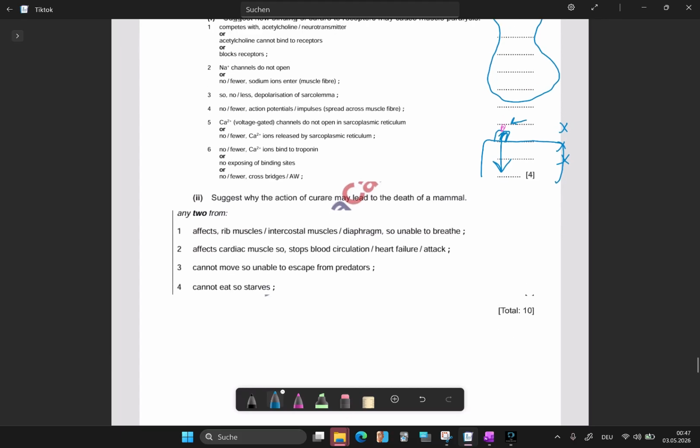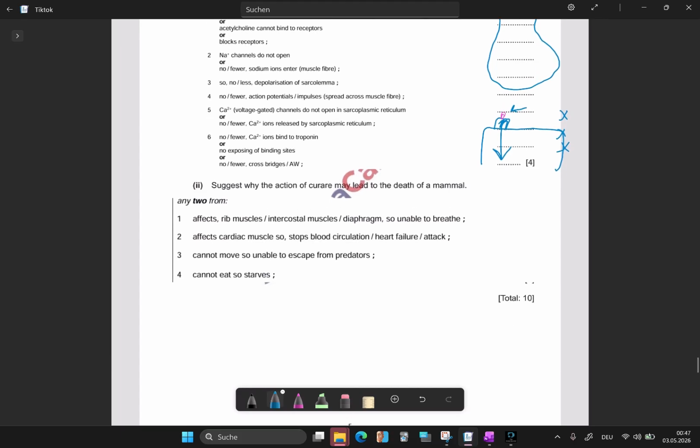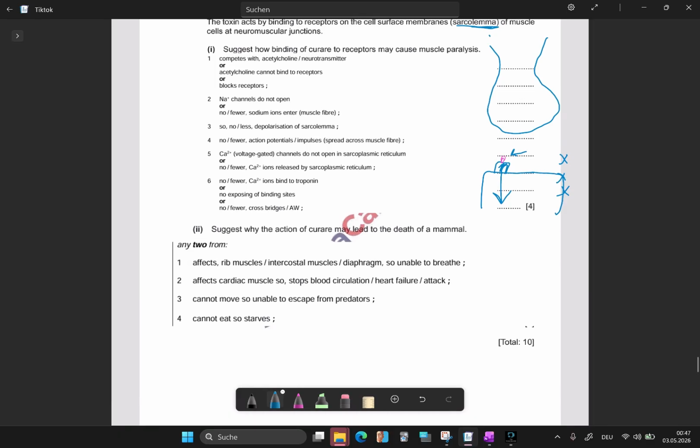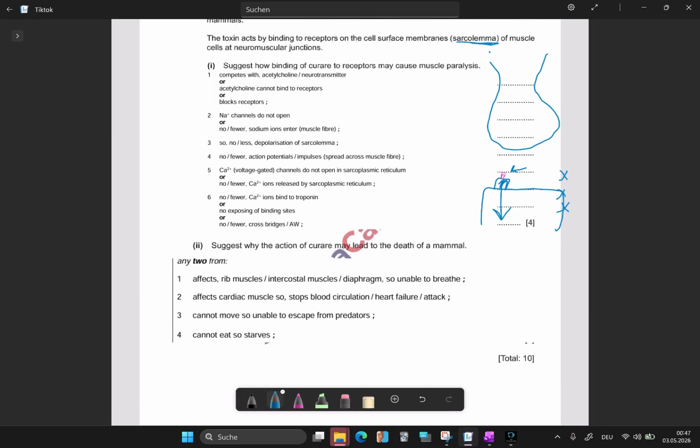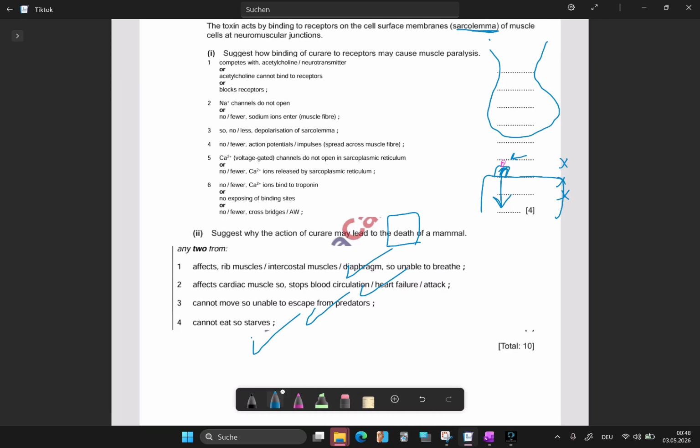And then suggest why the action of curare may lead to the death of the animal. Okay, this was a bit confusing because some students kept describing this part again, while he simply wants the action that caused the death immediately. So just say any muscle that can't contract and causes the animal to die. So maybe the muscles of respiration or the muscles of the heart will no longer work, or the animal can no longer escape or can no longer find food because it can no longer move.